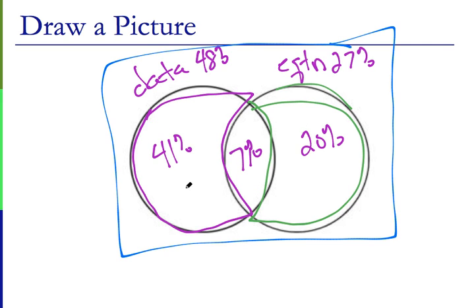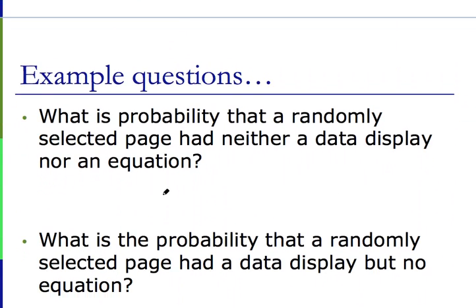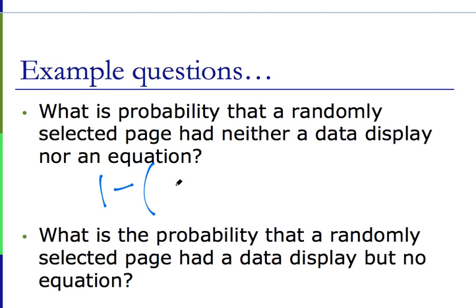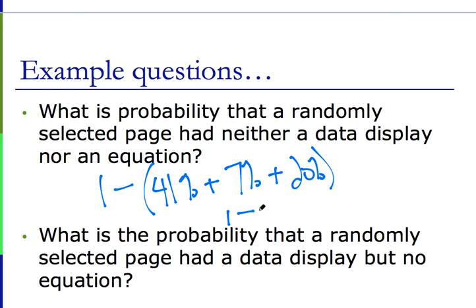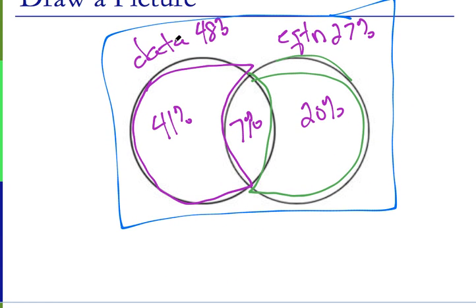So what we need to do is add up 41 and 7 and 20, because that's what's in here, and subtract it from 1. So 1 minus the union of all of these things: the data, which is 41%, plus the intersection of the two, which is 7%, plus just the equations, which is the 20%. That's going to give me what's around the outside. So 1 minus all of that together is 68%. So this is really 100 minus 68, right? So my answer is 32%. In my picture, 32% is what is around the outside because I've subtracted it from 1.